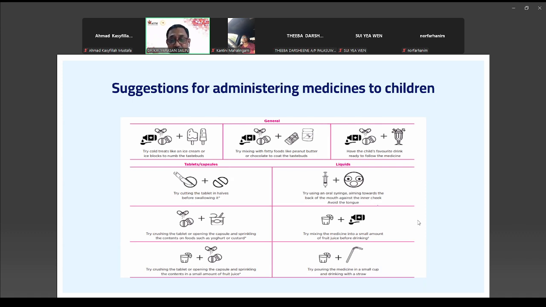The next is to pour the medicine into a small cup and drink with a straw. You can even mix with some sweet drinks. Okay, these are the ways to give medicine to children.